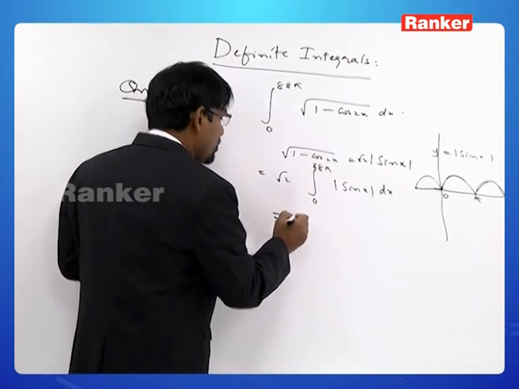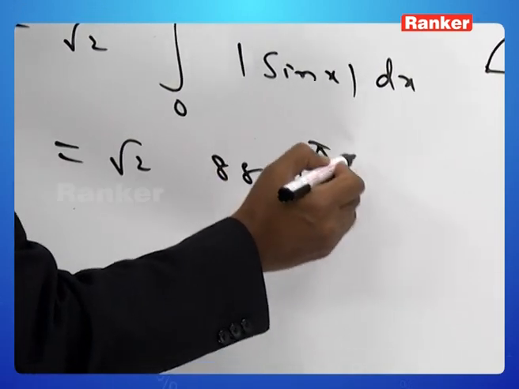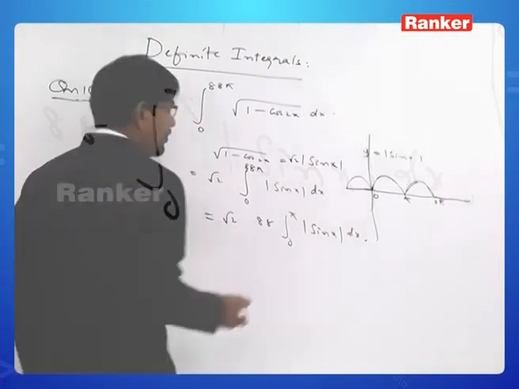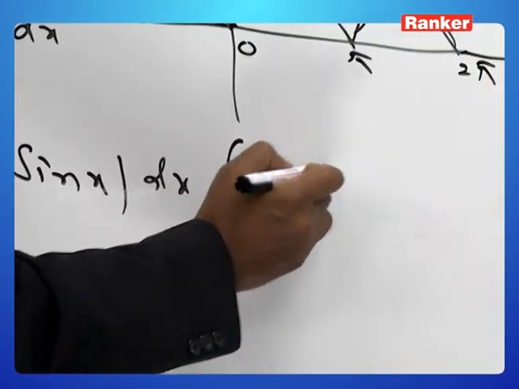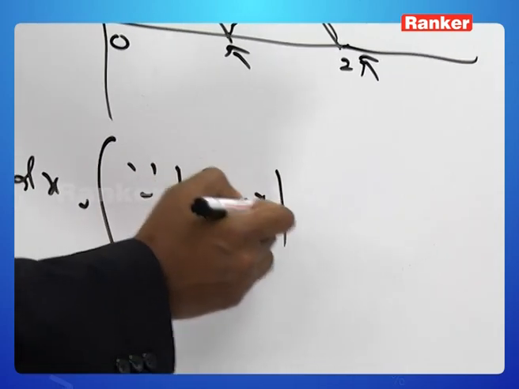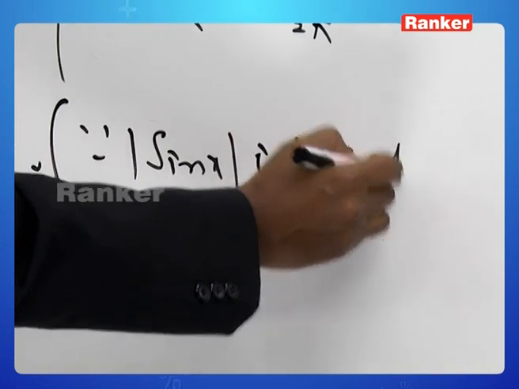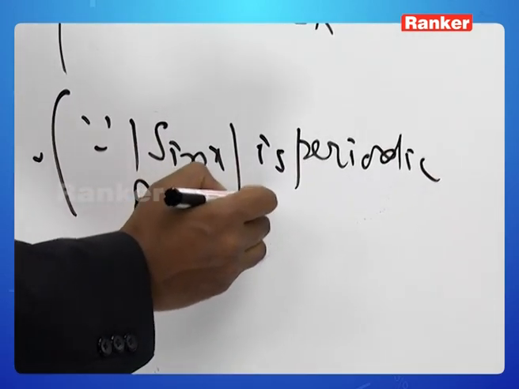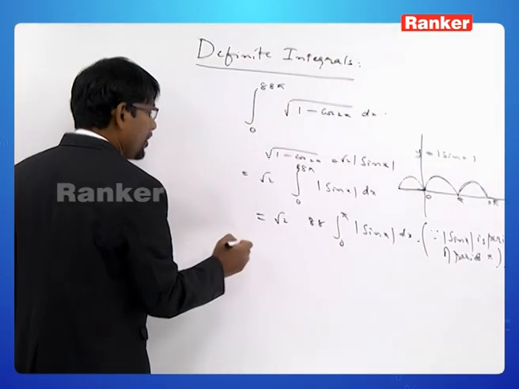We can write this as root 2 times of 88 times integral from 0 to pi of mod sin x dx, because this is a periodic function of period pi. Since mod sin x is periodic of period pi, we are using the property.